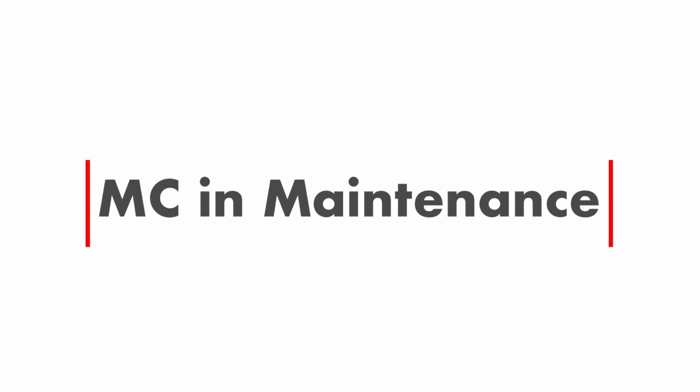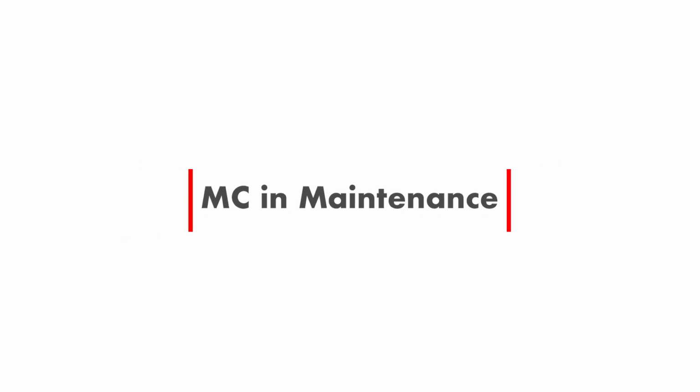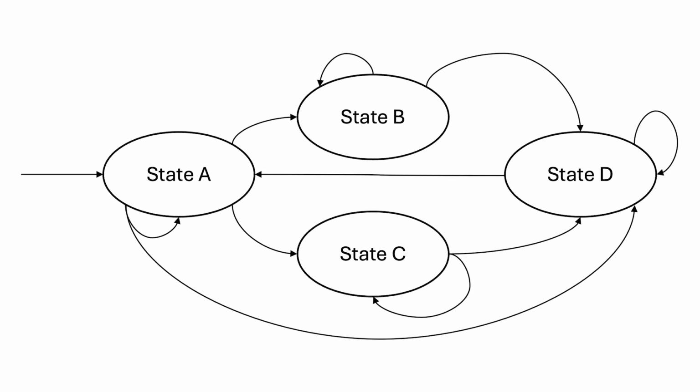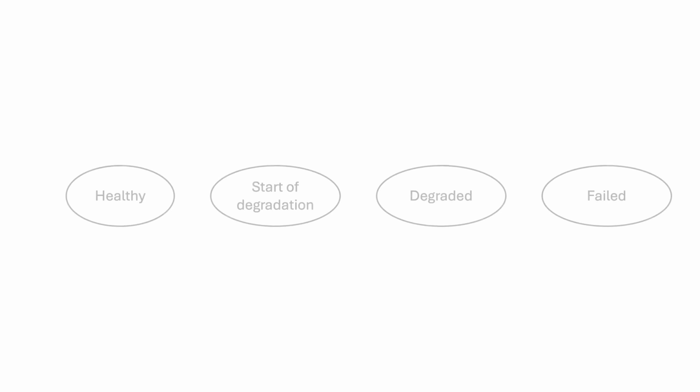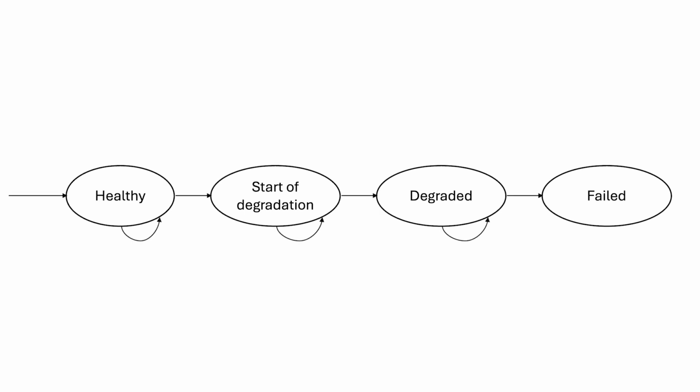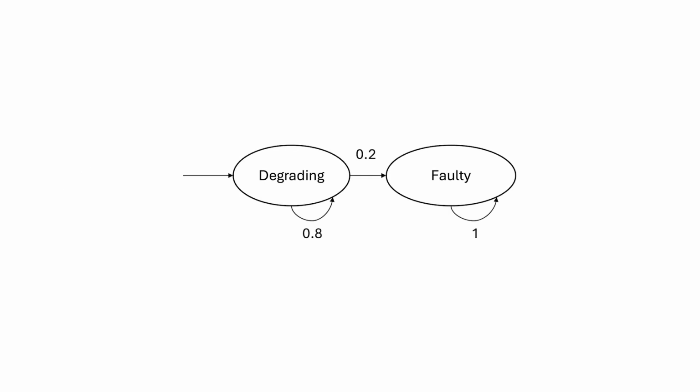In maintenance, we use Markov chains to capture the evolution of the states of degradation of the system over time. So the Markov model, or in this case the Markov chain, can be used to model the different states of a system, such as, for instance, I can choose 4 states: healthy, start of degradation, degraded, and failed. Or I can choose just 2 states, degrading and then faulty after a failure occurred.